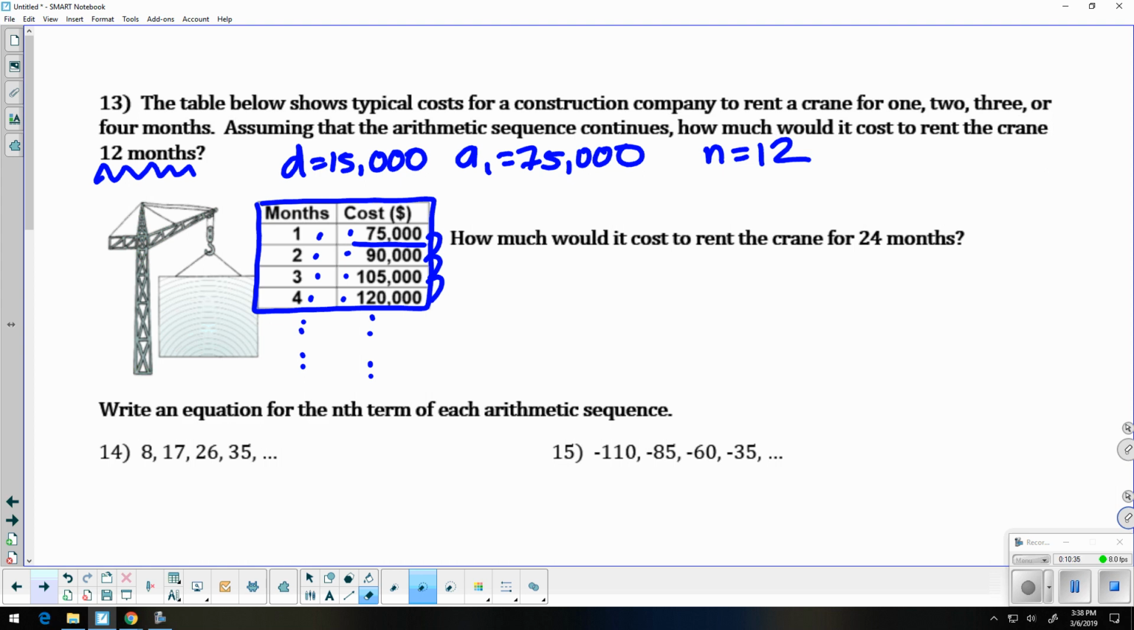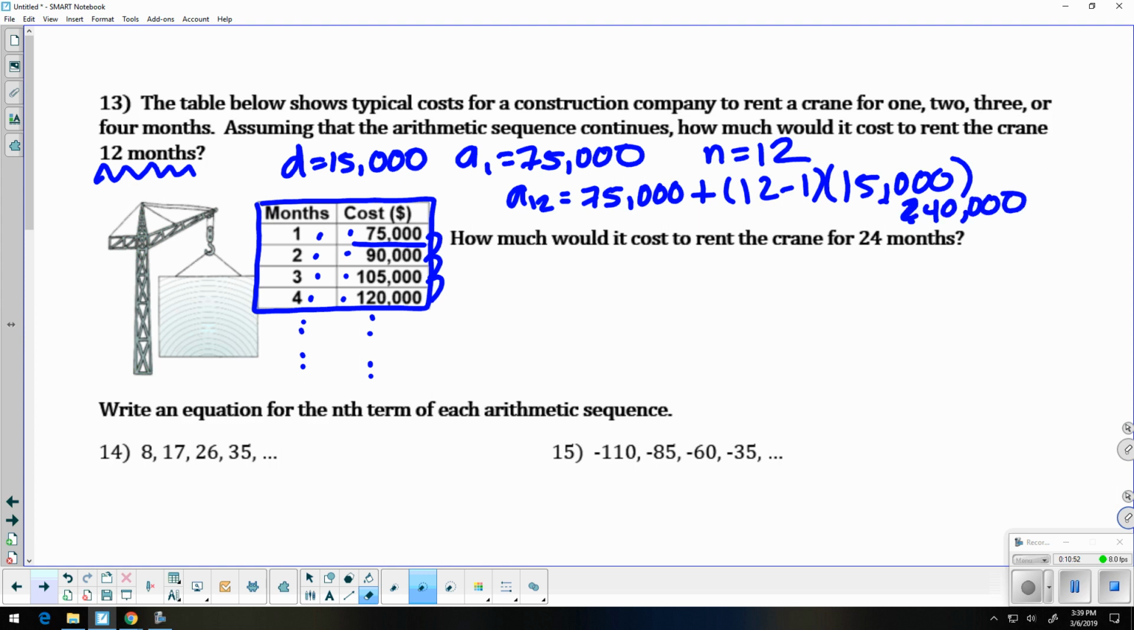So plugging this all into the formula, we're trying to find A sub 12, and that's equal to 75,000 plus N minus 1 times D. So doing this calculation, you should get $240,000. So if we had to rent this crane for a full year, it's $240,000.